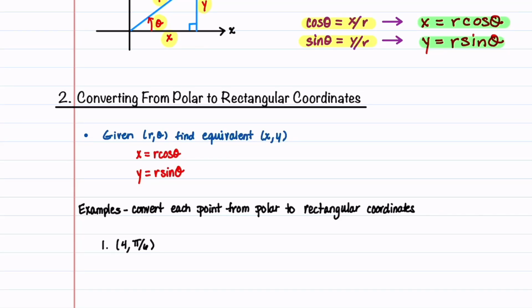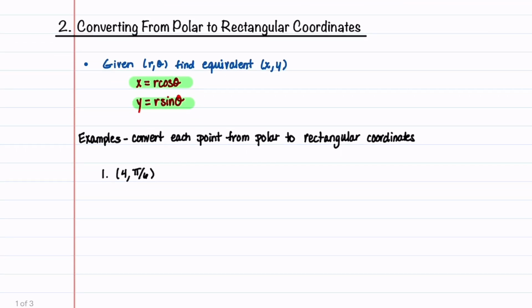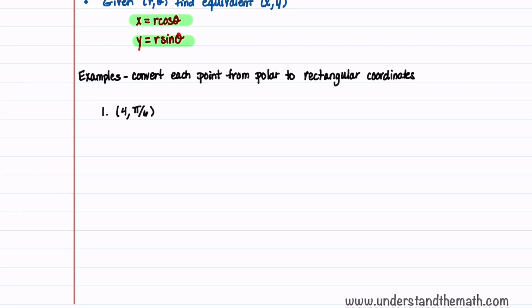Let's now walk through two examples of converting a point from polar to rectangular coordinates. These are the two equations that we'll need to use. Our first example is the point (4, pi over 6). R is equal to 4, and our theta is equal to pi over 6. We want to write this point in terms of x and y.